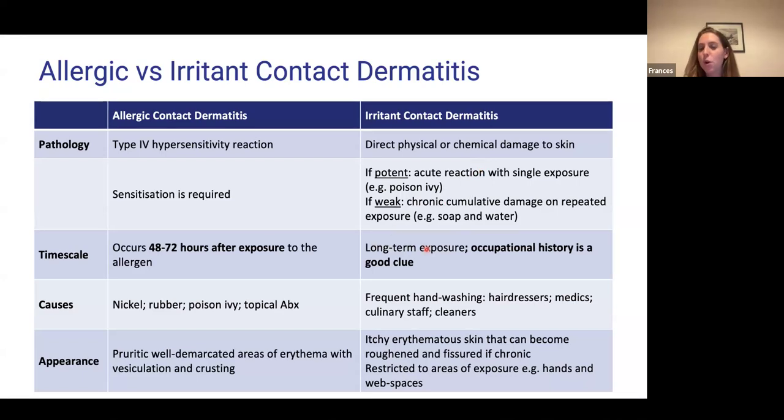And so in a question stem, you're often going to hear about occupational history. They might be a hairdresser, they might be a doctor, a healthcare professional. They might be washing their hands really, really frequently. They might be working in a kitchen or with cleaning products where there's a lot of bleach, for instance, and so on. And again, this is going to be restricted to the areas that you're exposed to. So hands and web spaces could be a common one. And generally that skin is going to be really inflamed, so it's going to become really thick, rough, and fissured if it's happening over a long period of time.